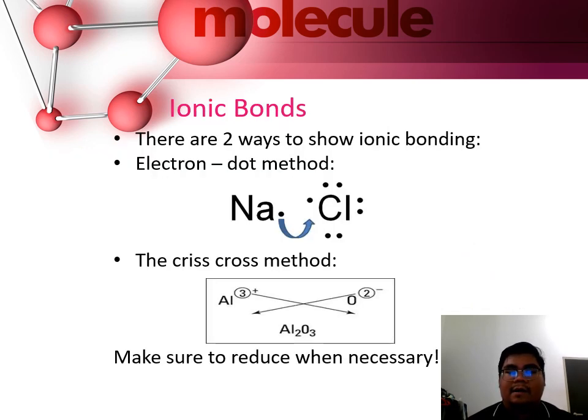So these are the two ways to show ionic bonding. The first one is the electron dot method. You can see here that the sodium atom donates one of its electrons to chlorine. Chlorine needs one more electron to be stable, and sodium needs to let go of this one electron to be stable. So these two elements become ions and they attract each other and form another compound.